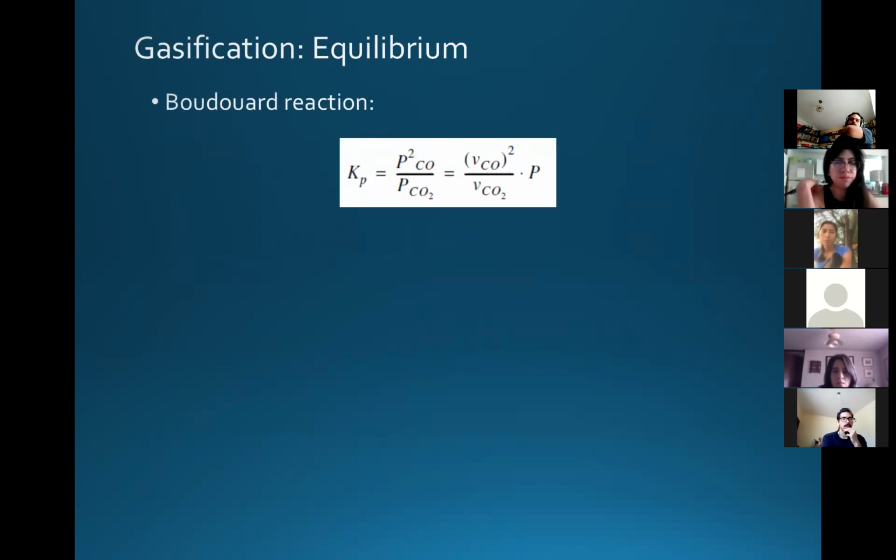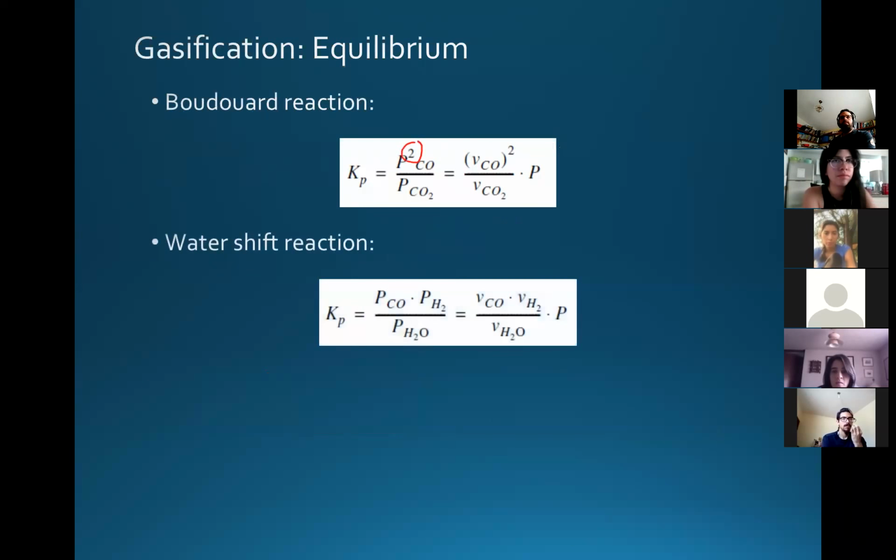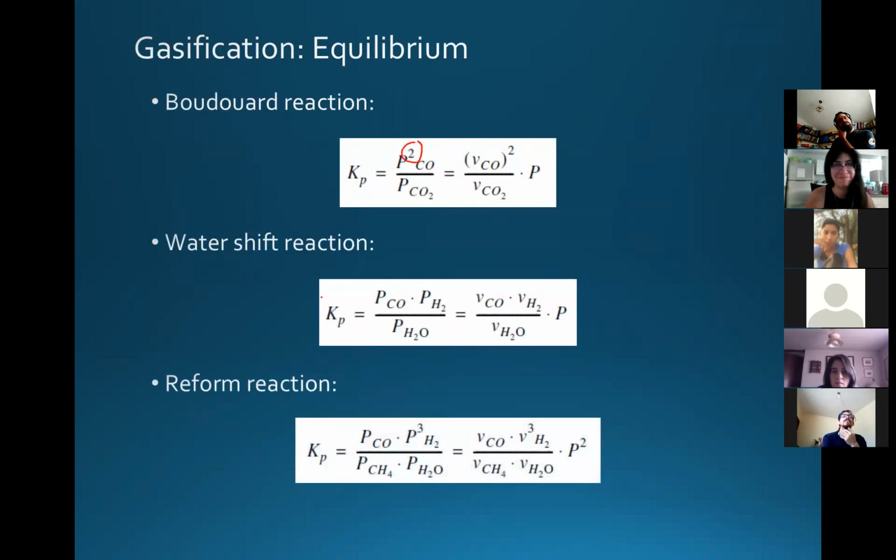Okay, and there are other reactions, of course. The Butterworth reaction, in this case, only takes into consideration the CO, the carbon monoxide, and the carbon dioxide. You see that here we have 2 in the exponent, because in the reaction it had 2 as the stoichiometric coefficient. For the water shift reaction, we have this other reaction. The water is the principal reactant, and carbon monoxide and hydrogen are the products. Okay, so all these constants, all these KPs, equilibrium constants, we need them to model the gasifiers, right?